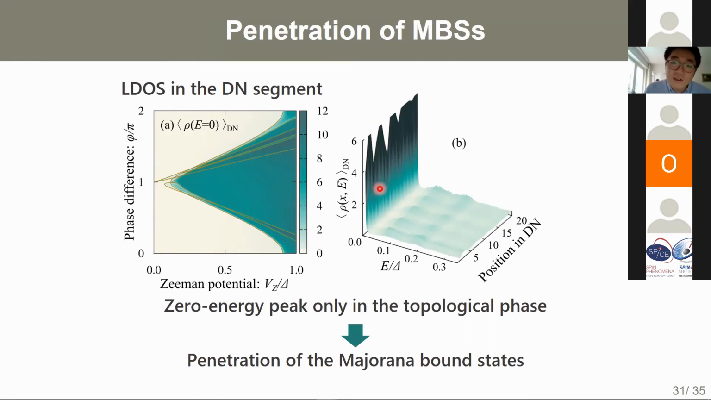And this figure shows the local density of states as a function of energy and position within the dirty normal segment. Position means the distance from the lead wire, dirty normal segment interface. And we can soon find that a zero energy peak appears in the entire dirty normal segment. So this result implies that the Majorana bound states originally located at the end of the planar topological Josephson junction penetrate into the attached dirty normal metal. So we have confirmed an important aspect of the anomalous proximity effect in the planar topological Josephson junction.